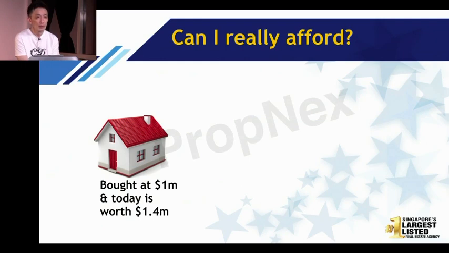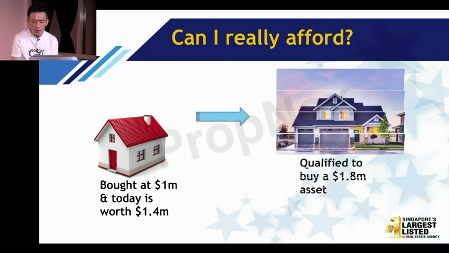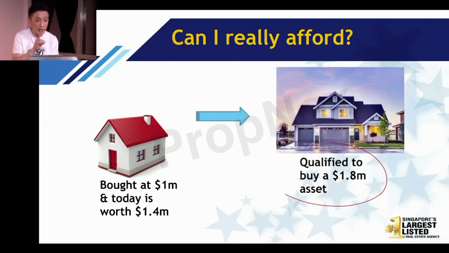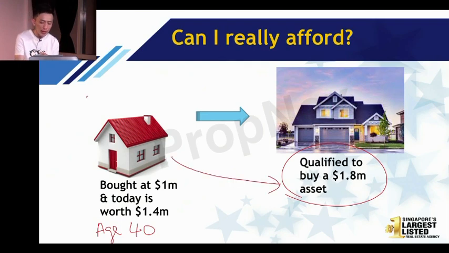Let's say, for example, this case study. Bought at 1 million and today is worth 1.4 million. So the question here is, today you can easily buy a $1.8 million property. Let's say your age, every one of you, your age is 40. Today, you can actually qualify to buy 1.8 because your income allows you to buy a 1.8.